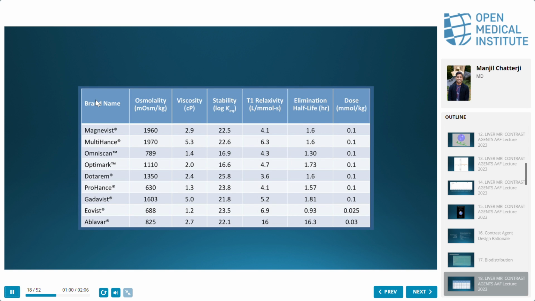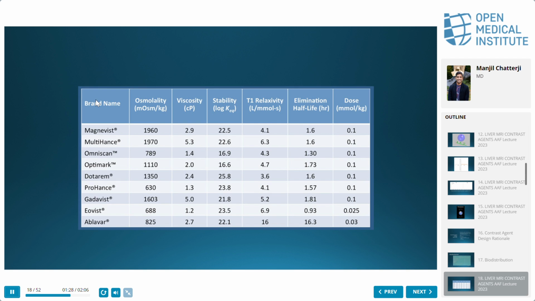What about relaxivity? So this is that R1, R2 quotient, the ability to cause relaxation. You want to be thinking about that in your choice of contrast agent. Eovist has a very high T1 relaxivity. The R1 is very high, so it's able to relax very efficiently compared to other agents, and therefore its dose is half that of Gadavist or traditional agents. So you want to be thinking about its ability to relax agents.